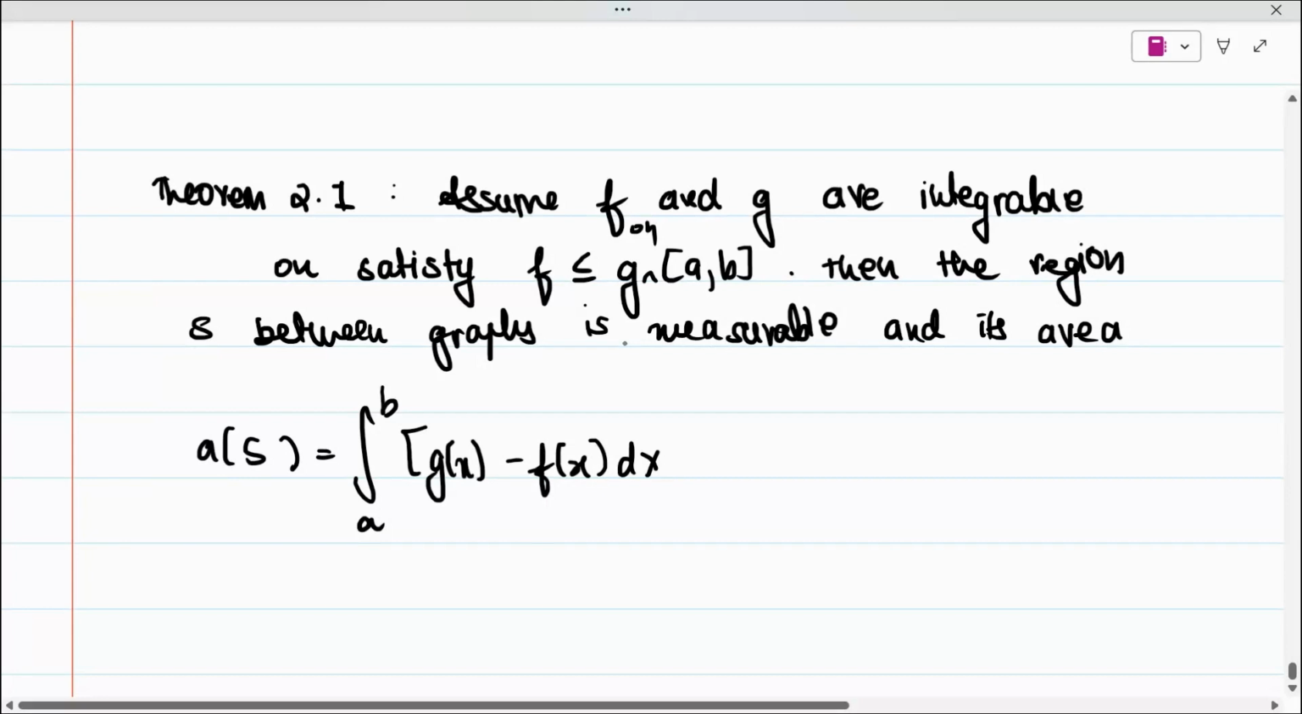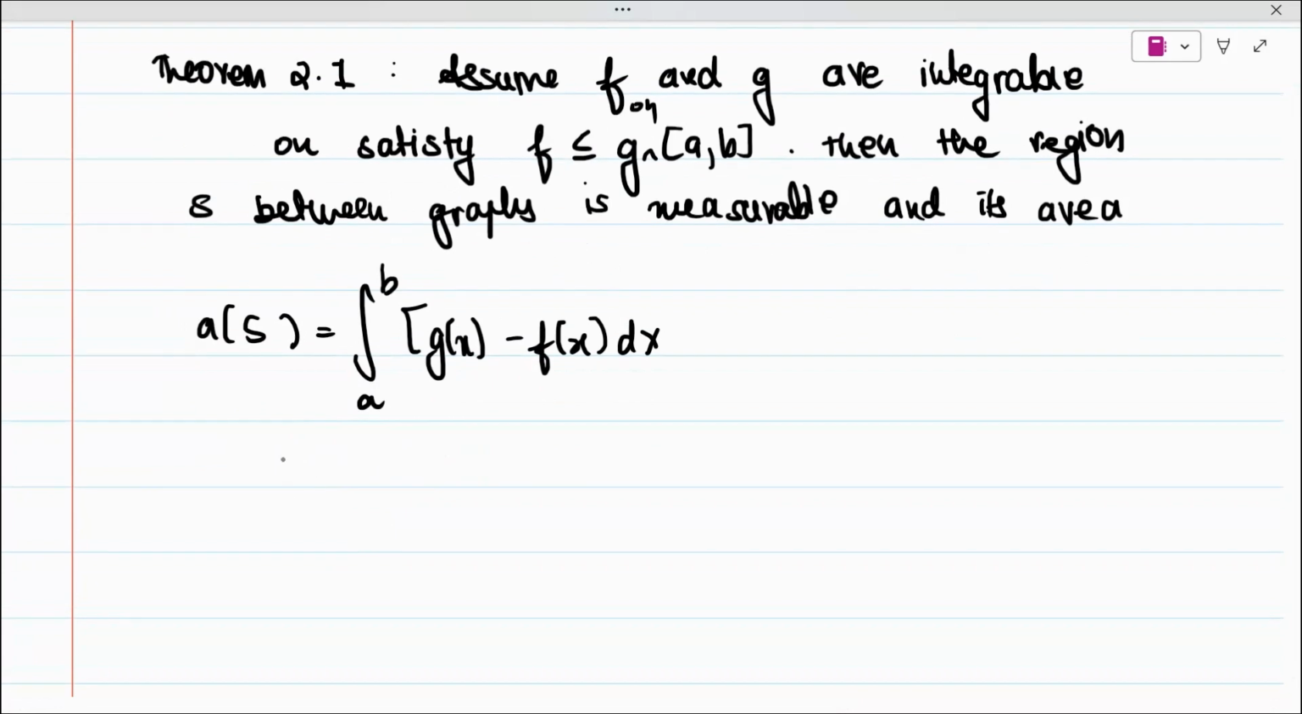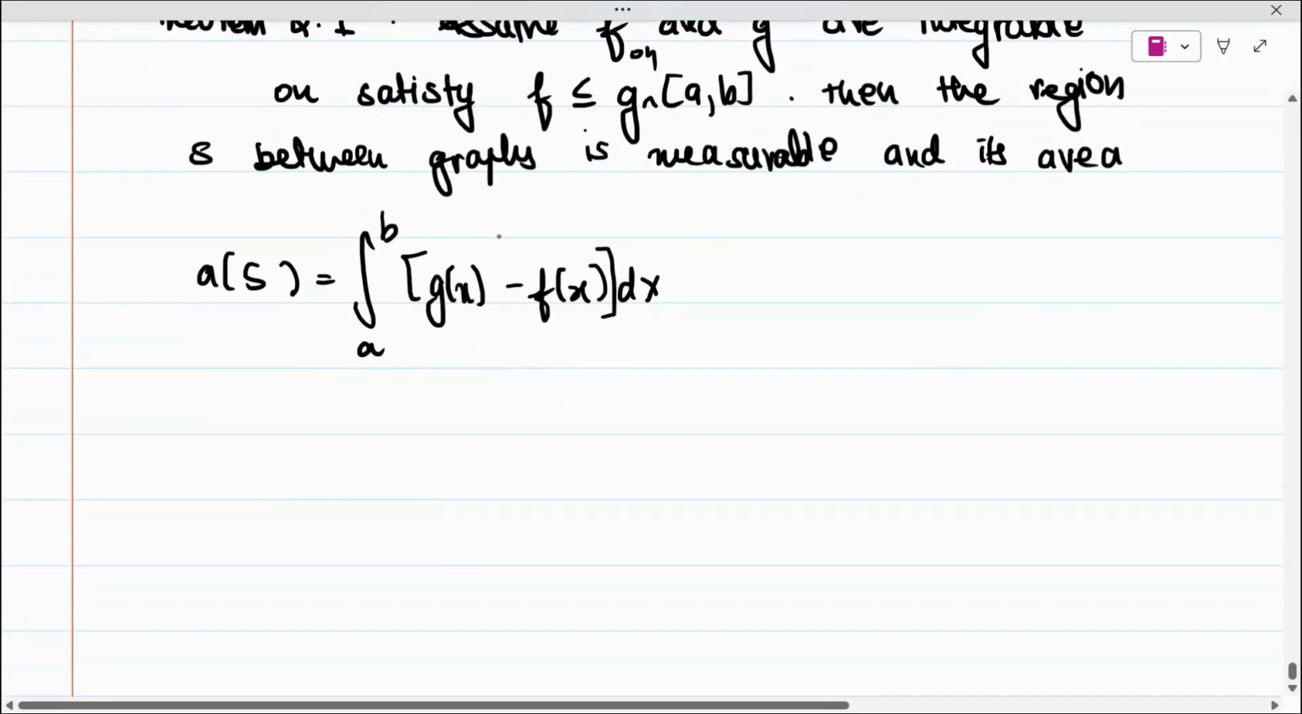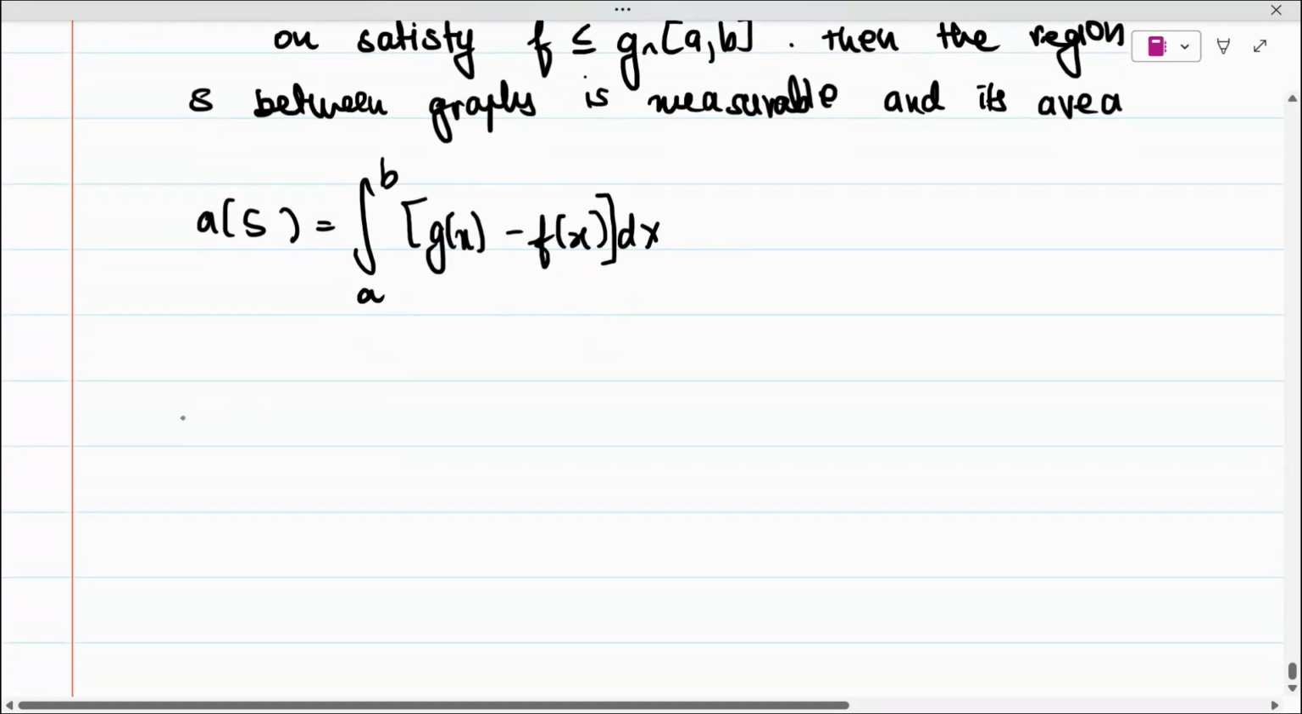We need to define the difference between the ordinate sets. And what is the measure of that area? Well, that is g of x minus f of x. That's the function, the difference of functions, and then you integrate that function. So let's prove this for a non-negative function.